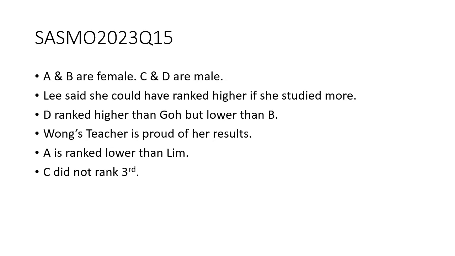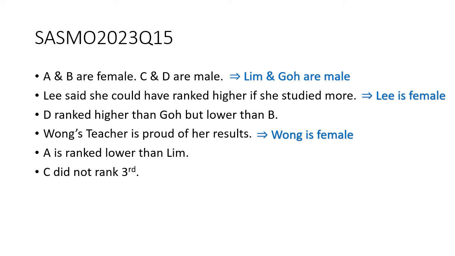Alright, from the pronouns, we can first tell that Lee must be female and so must be Wong. This already gives us a 50-50 guess that B is either Lee or Wong. This also tells us that Lim and Goh are both male. Since D ranked higher than Goh but lower than B, then D cannot be Goh. Therefore, D must be Lim and C must be Goh.